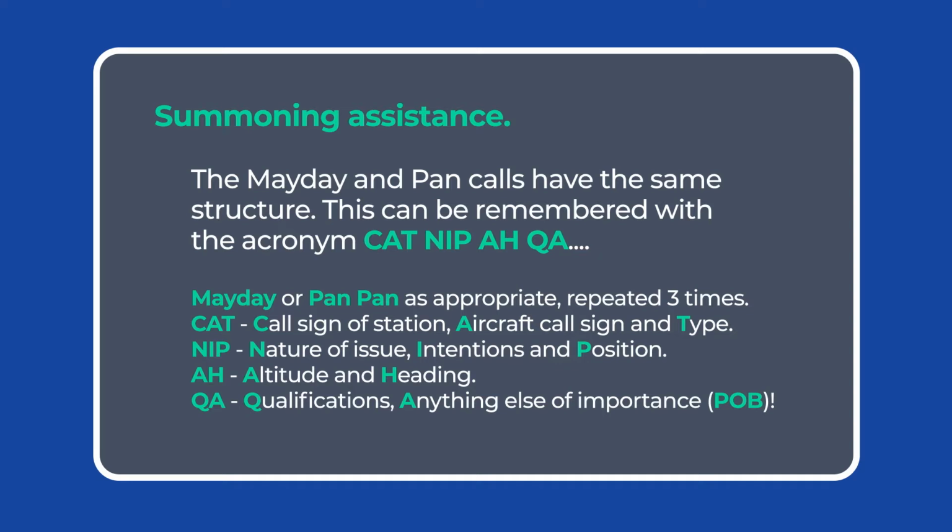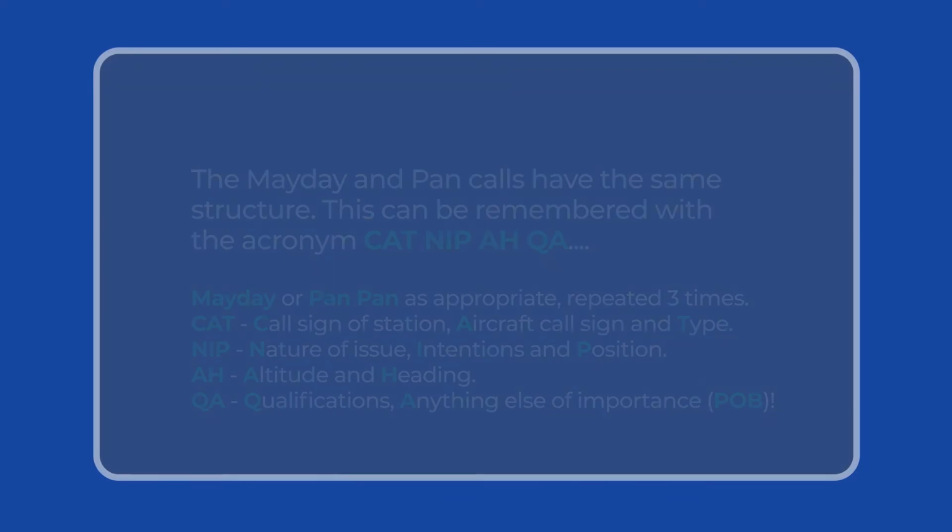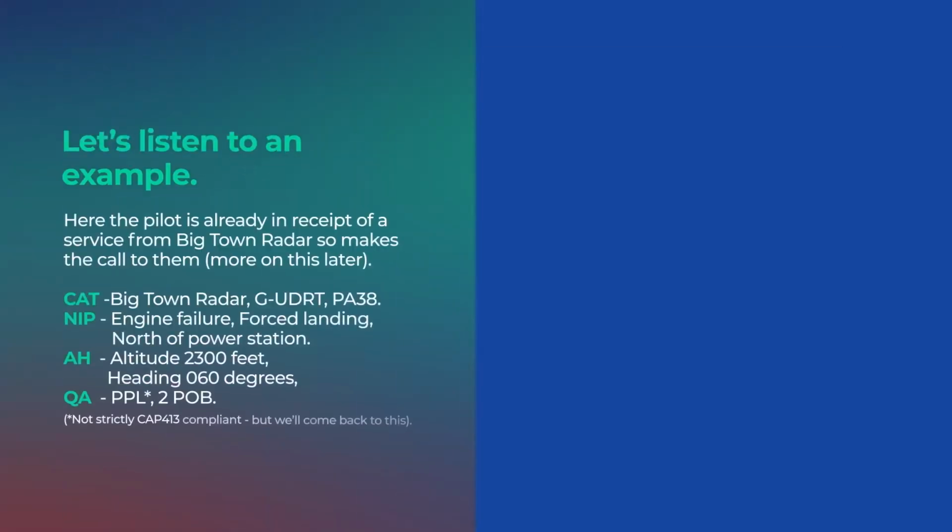This last element should always include the number of people on board, or POB, for short. As it is a complex call and required in a potentially stressful situation, we suggest you remember it with the acronym SATNIP AHQA. Let's listen to a Mayday call transmitted by a pilot who has suffered an engine failure. In this example, the pilot has determined they will need to make a forced landing.